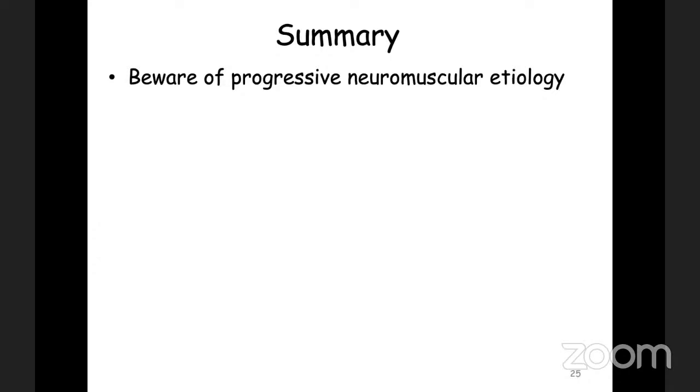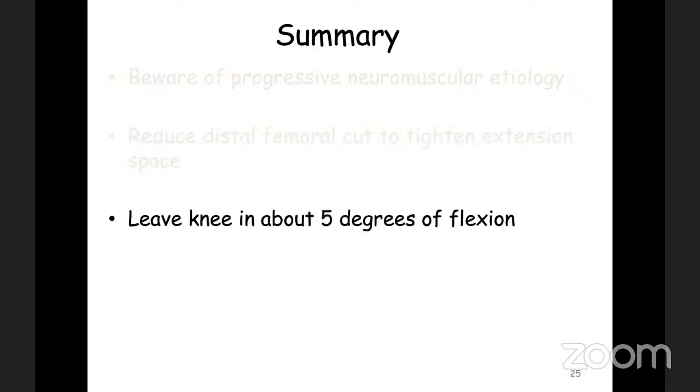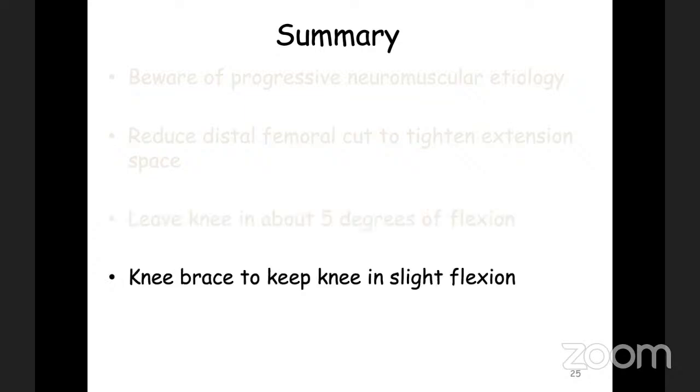So to summarize, I think one has to be aware of progressive neurological etiologies. One has to reduce the distal femoral cut to tighten the extension space, and leave the knee in about 5 degrees of flexion. One may try and use a brace to keep the knee in slight flexion. Thank you very much.